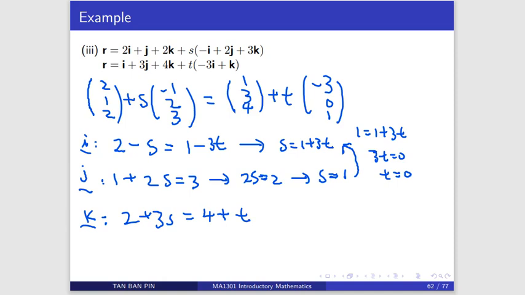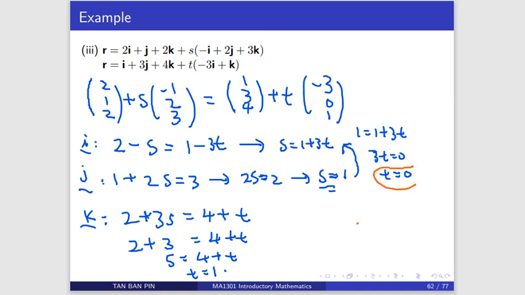So you'll find that you already found s and s is 1. So it's 2 plus 3 times 1, so it's 3 equal to 4 plus t. So 5 equal to 4 plus t. So the t is 1. So you'll find that the equations are not consistent.